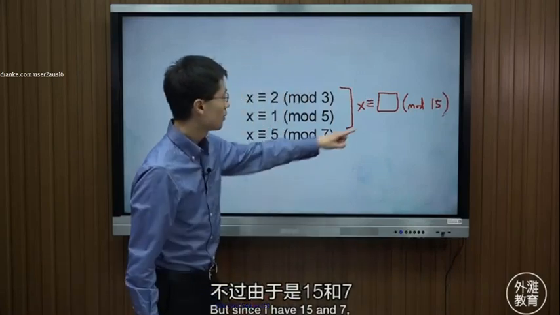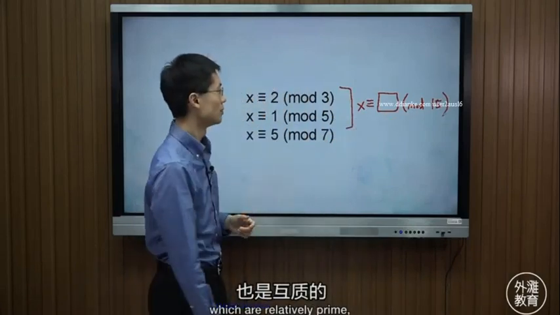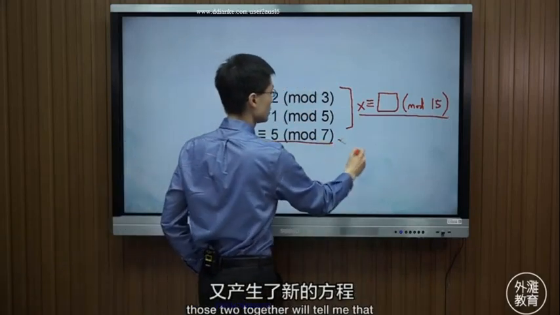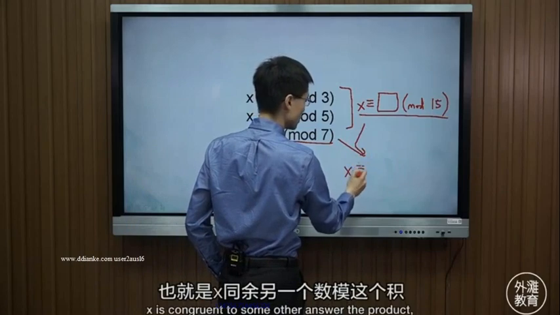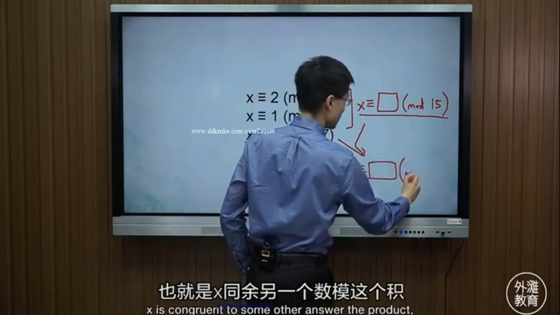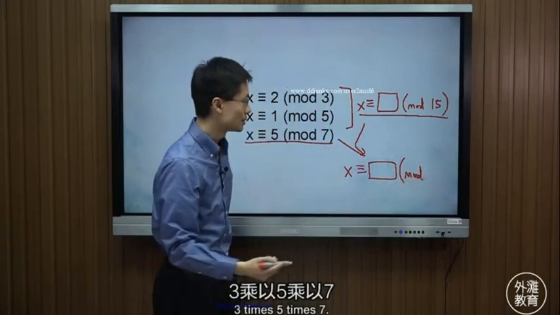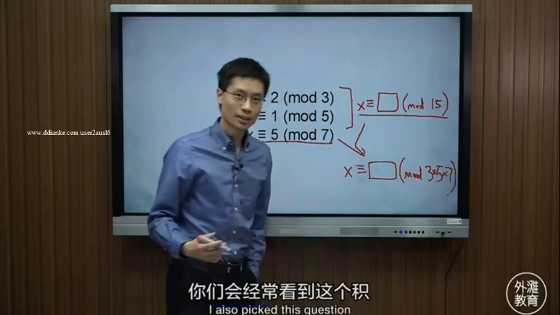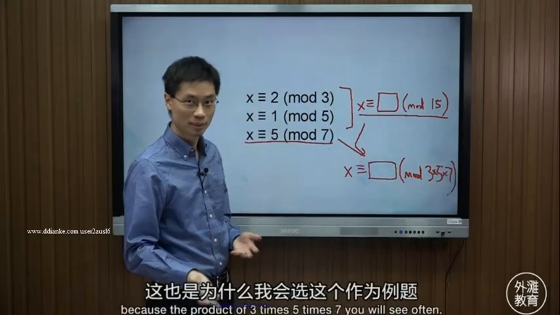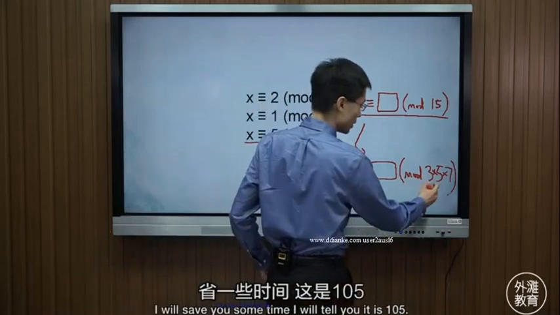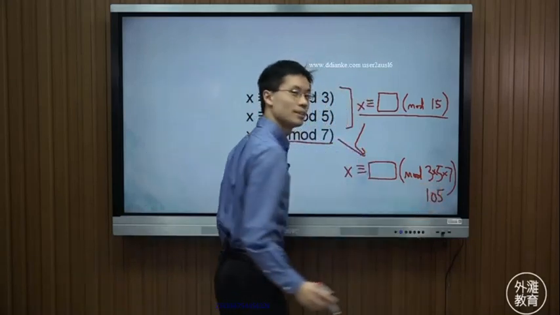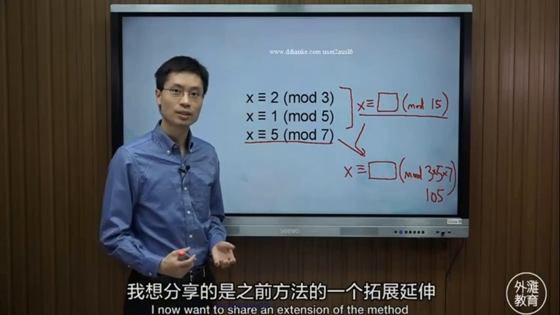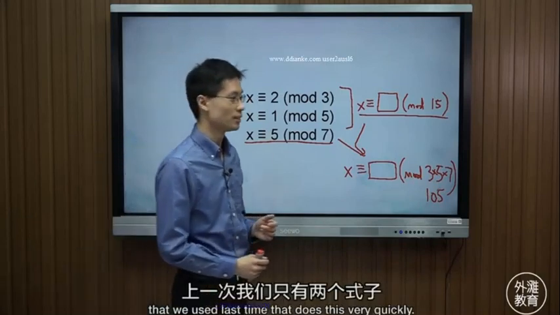But since I have 15 and 7, which are relatively prime, then between this equation and this equation, those two together will tell me that x is congruent to some other answer mod the product 3 times 5 times 7. I also picked this question because the product 3 times 5 times 7 you will see often. I'll save you some time. I'll tell you it's 105. Okay, good. So now if I wanted to do this, I want to share an extension of the method that we used last time that does this very quickly.